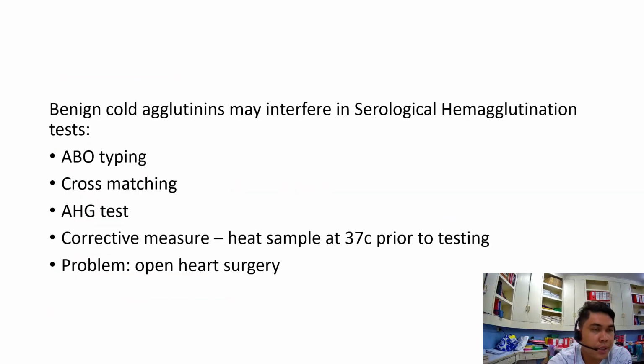Okay. Next, benign cold agglutinins may interfere in serological hemagglutination tests like ABO typing, cross-matching, and the anti-human globulin test. So there's a possibility that you'll have false reactions in your ABO typing, cross-matching, and antiglobulin test because of cold agglutinins. Okay, so the corrective measure is to heat the sample at 37 degrees Celsius prior to testing, to eliminate the ability of the IgM to react.